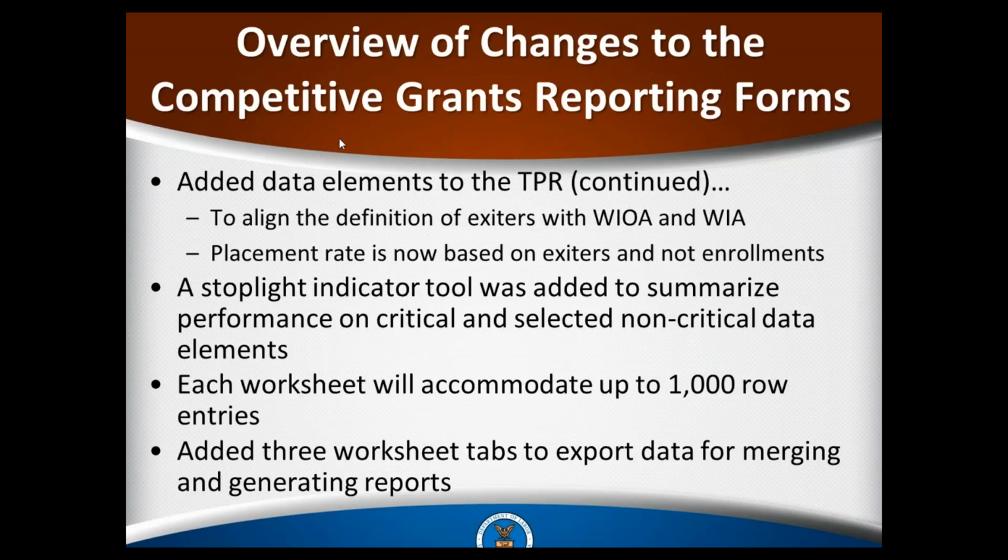Mentioned earlier that we have a stoplight indicator tool that was added to summarize performance on the critical performance indicators that apply to your grant award, as well as some selected non-critical data elements. Those non-critical data elements are the percent of individuals who receive training, and also, I think it's 2 or 3 data elements on the expenditures of your program, comparing plan versus actual. So I just want to alert you to those. Those are the additional ones that were added to the critical indicators. Each worksheet will now accommodate up to 1,000 row data entries. Currently they're all maxed at 1,000 individuals, 1,000 participants you can have per program, or per grant.